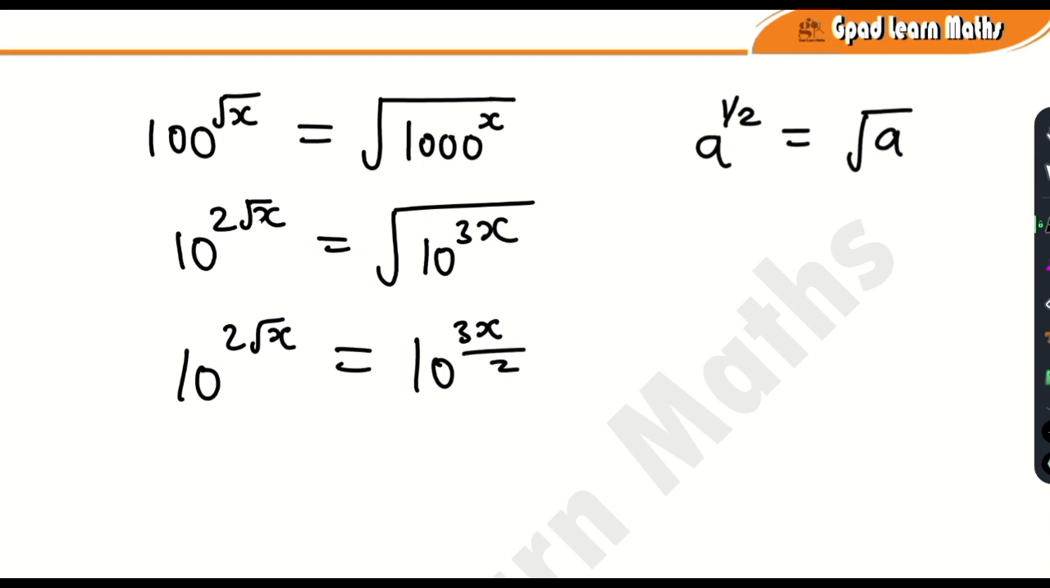Now what do we have? Equal base on both sides, and we're going to equate the exponent. So it's going to be 2 root x is equal to 3x over 2.